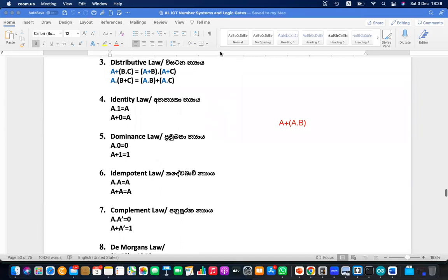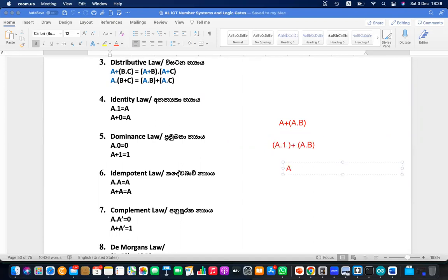I'm going to write A and 1. According to the identity law, A and 1 is A. Then here I write A and B. And now I have a valid point. Here A and 1, here A or B.